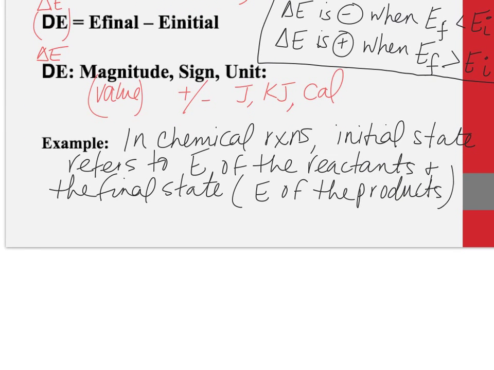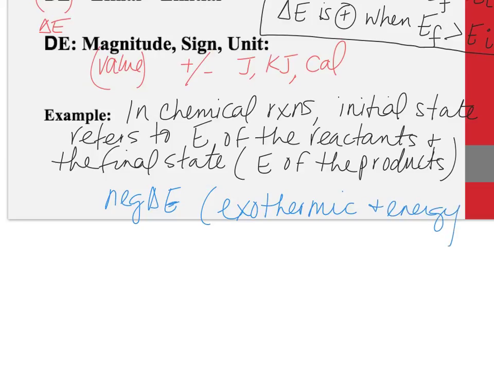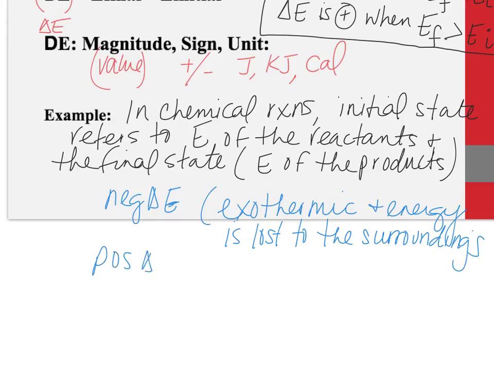Couple more things I need to cover. I'm just going to move this up a little bit. When we have a negative delta E, then you know that it is exothermic, and energy is lost to the surroundings. And then when we have a positive delta E, we know it's endothermic, and energy is gained from its surroundings.